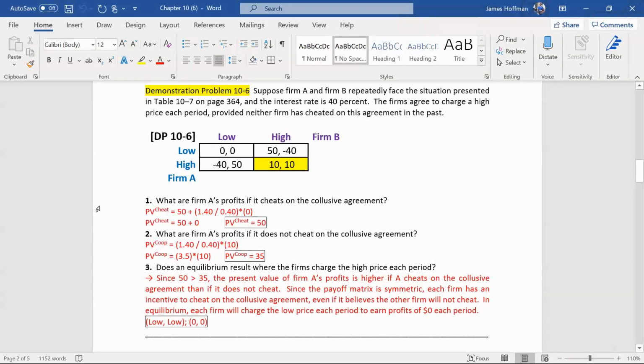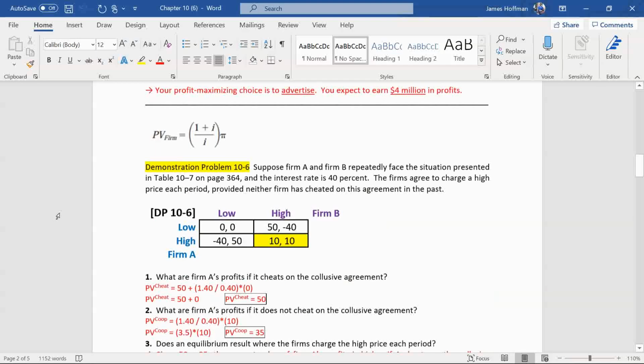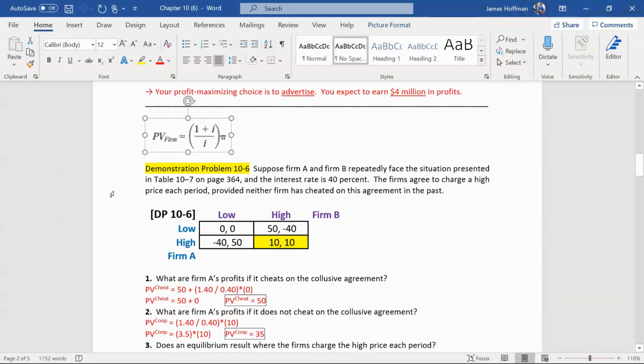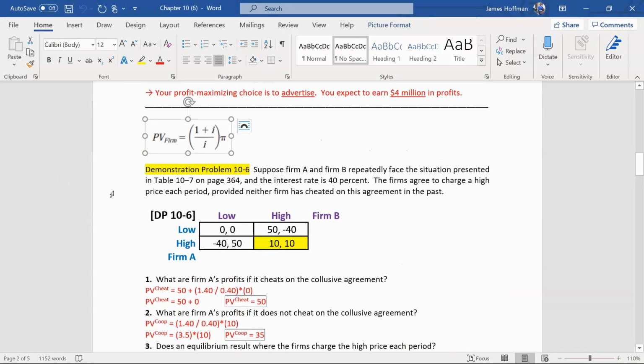Okay, so it doesn't matter for here because if the player cheats, he or she gets 50 and then a bunch of zeros, so the total is going to be 50 for cheating. And because the cooperating scenario is always the same payout, you can use this simple formula, which is just the profit of 10 times 1 plus the interest rate divided by the interest rate.